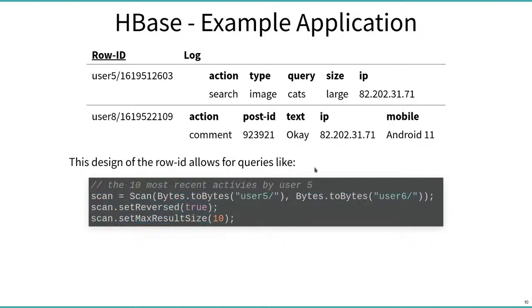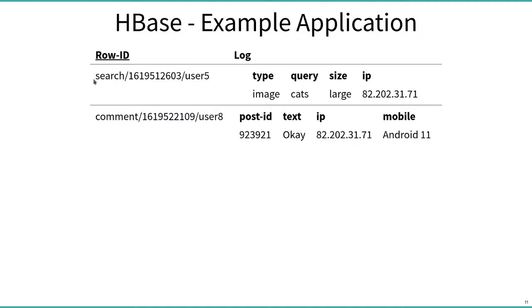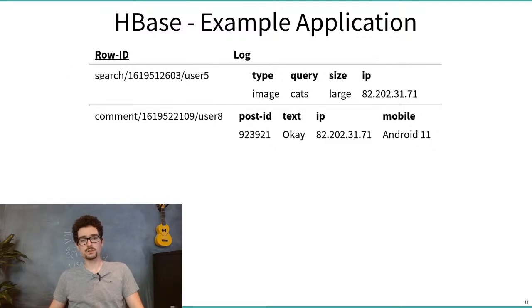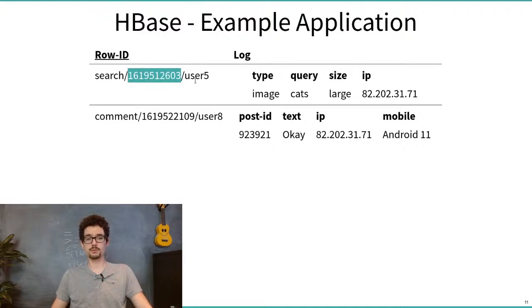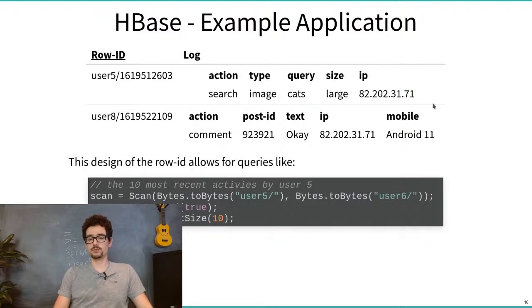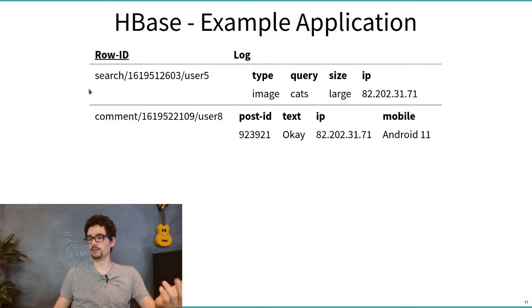And this is possible and very efficient because I choose the row ID like that. If the row ID would be something like this, it would not be so efficient. Basically here I have the very same kind of data. Somebody performed a search operation on my portal. This is the timestamp and this is the user. And now the same columns again. Basically here's one column less because the action is now part of the row ID.